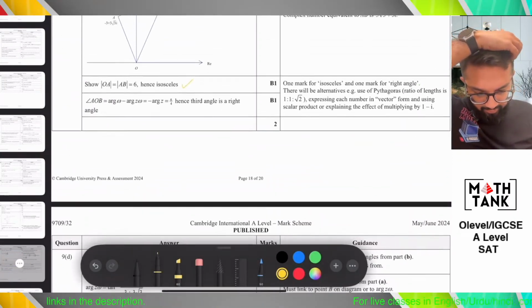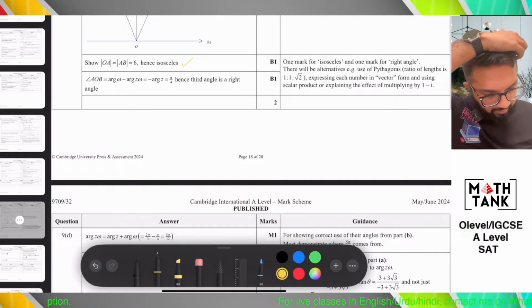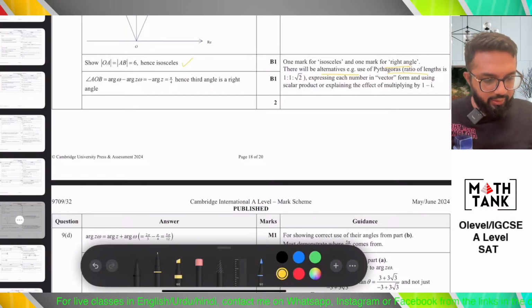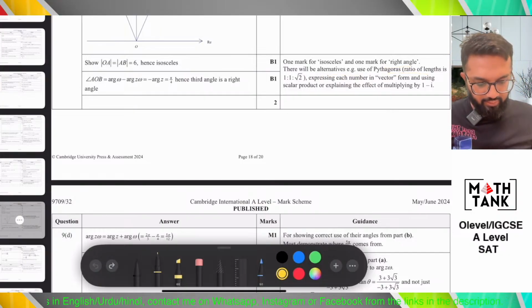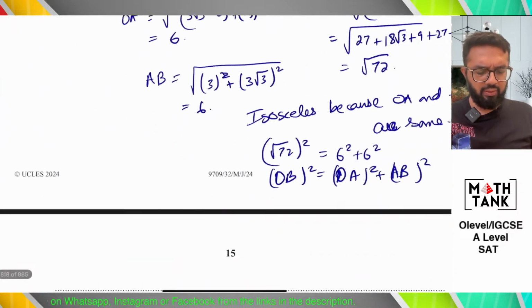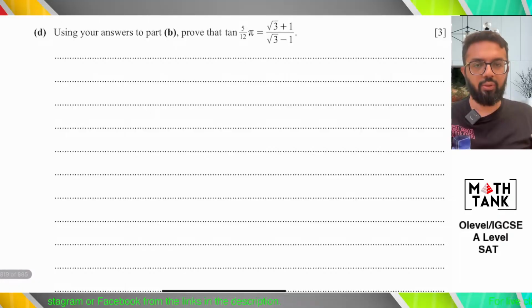There should be alternate ways of doing it. 1 mark for isosceles and 1 mark for right angle. There will be alternative examples. Okay, so I could have done Pythagoras theorem and done that. I could have also used arguments to show you that, but I didn't, because I find it easier to prove these questions with trigonometry and basic algebra.